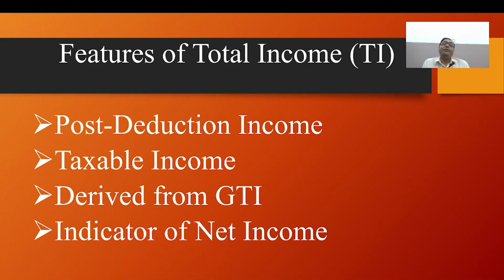Taxable income is income on which an individual or entity is required to pay tax. The tax slabs are applied on this income to calculate the tax liabilities. Derived from GTI, it is calculated by subtracting eligible deductions and exemptions from the GTI, gross total income. Total income is derived income as it is based on the gross total income.